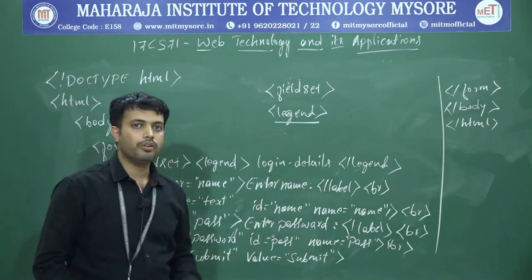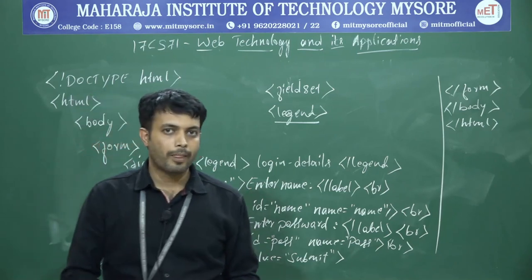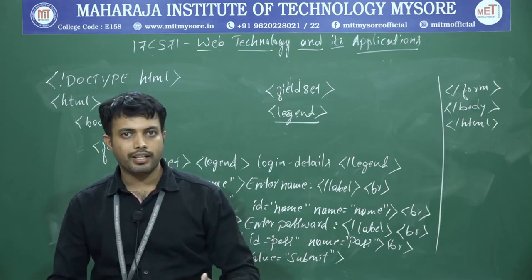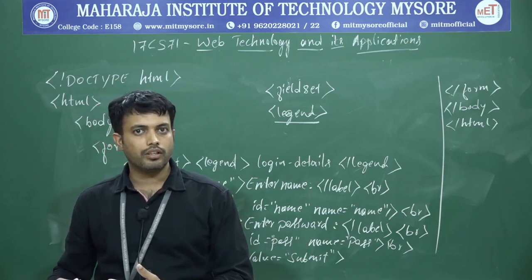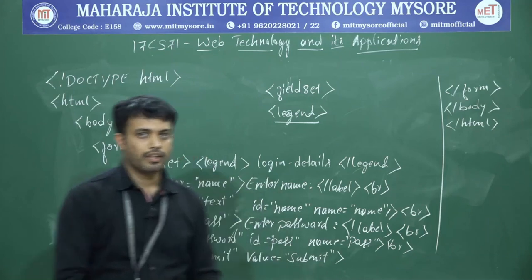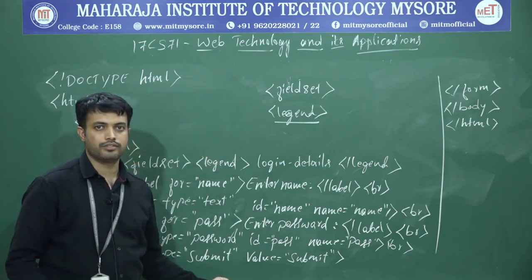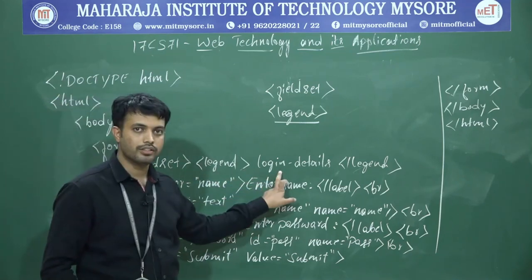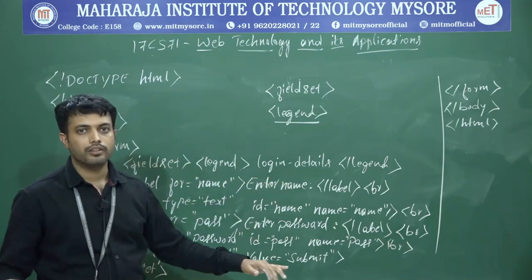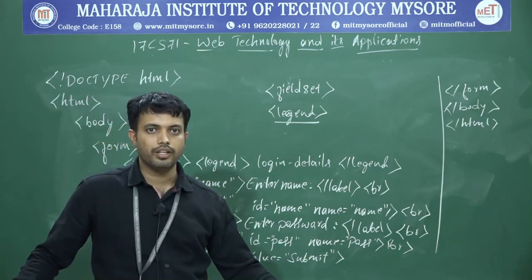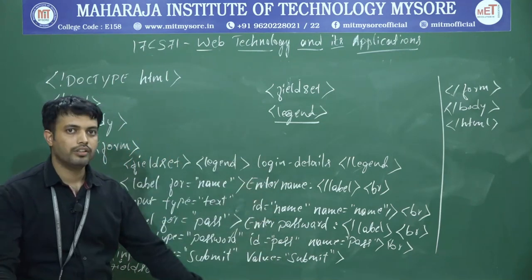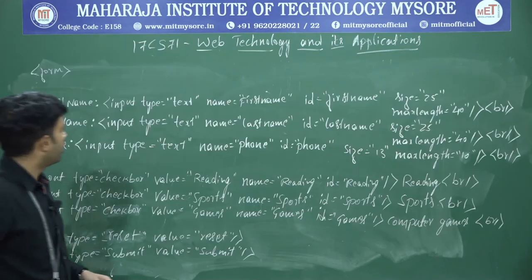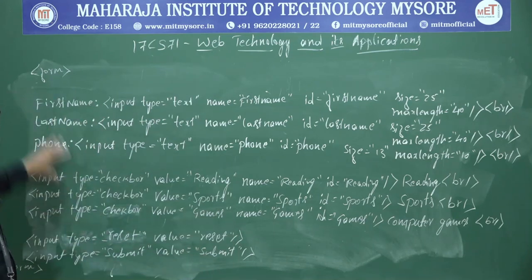So likewise, when you are going to collect information of a student or whatever, personal details, academic details, these are all different, right? That means we can collect all those just by grouping like this. First we can collect personal details using field set and legend. The next one is academic details. Likewise, we can group the controls. Okay, fine.